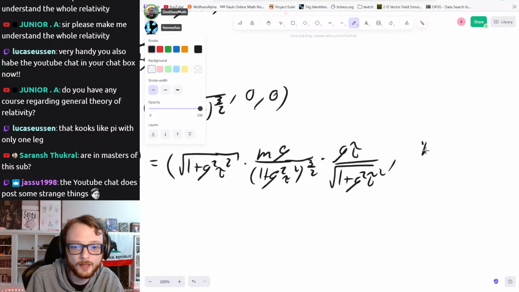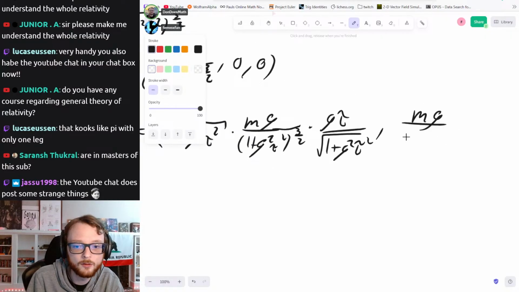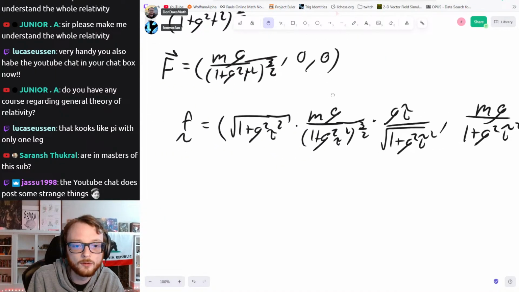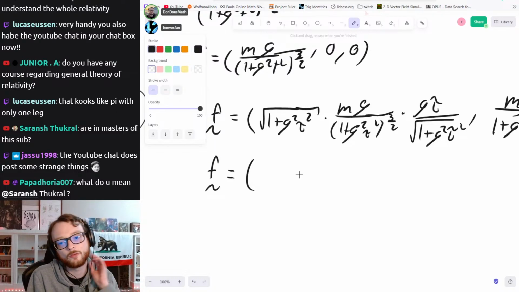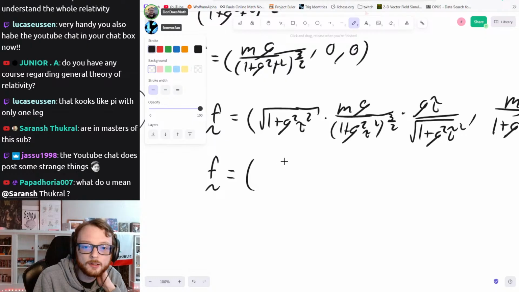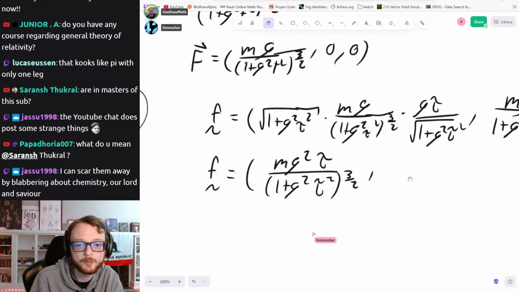I can just do that cancellation for gamma f. It'll be 1 plus g squared tau squared, 0, 0. Okay, cleaning this up. M g squared tau over 1 plus g squared tau squared, so 3 over 2, comma.